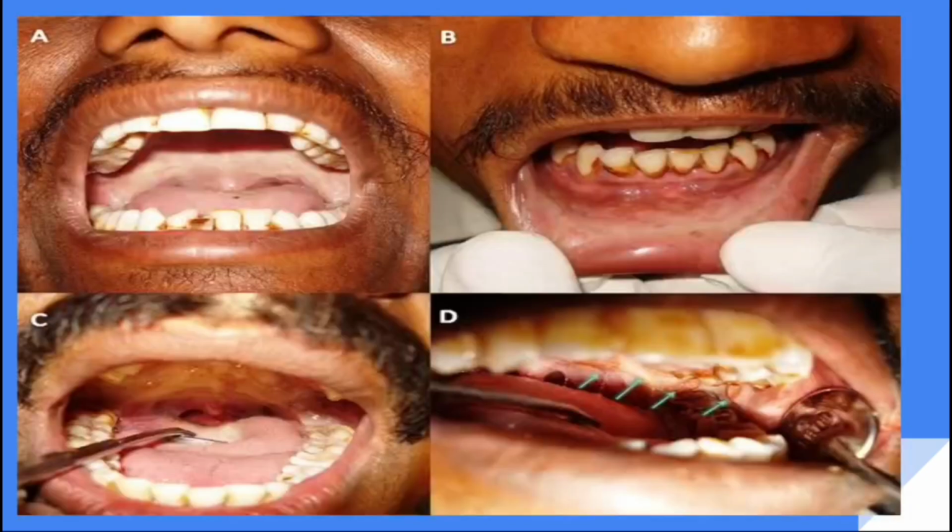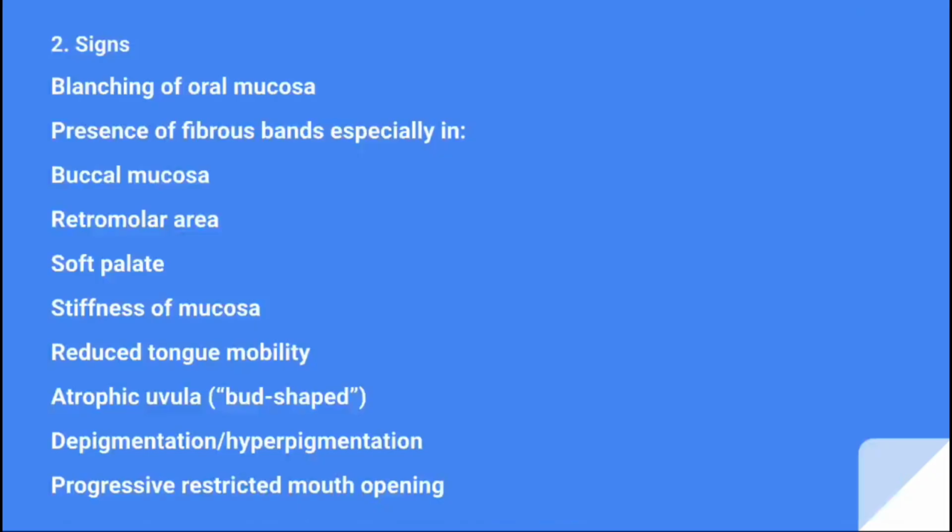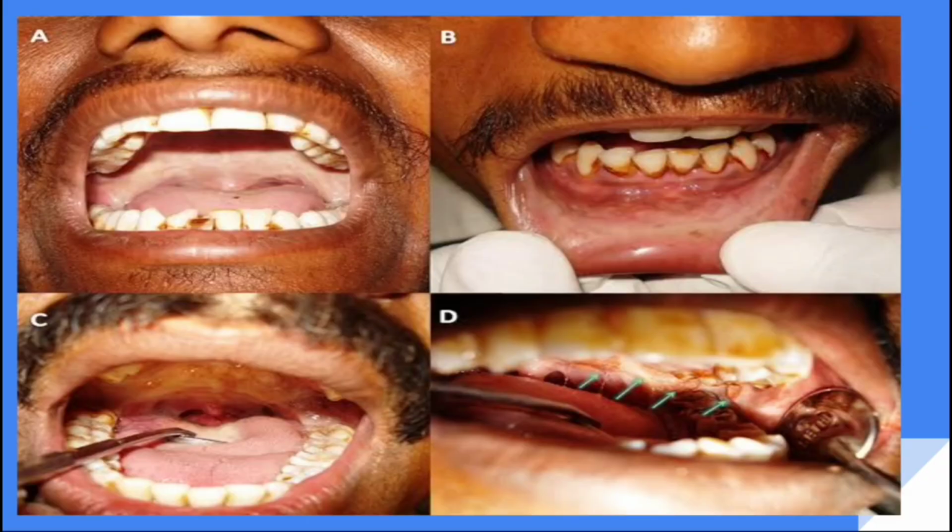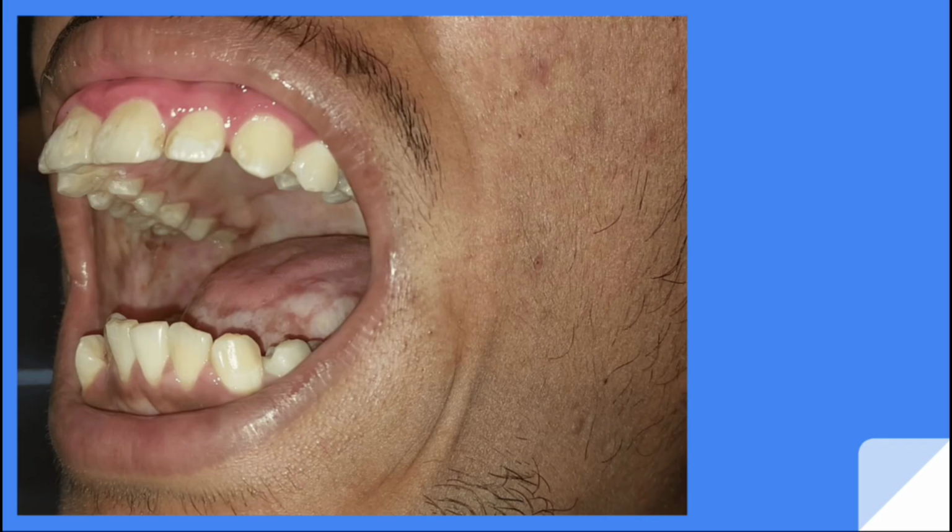Here also you can see the uvula, and the areas where buccal mucosa you can see, retromolar pad you can see blanching of oral mucosa, fibers, presence of fibrous band, here you can see. So this is how the mouth opening gets restricted, very difficult to open this much also.